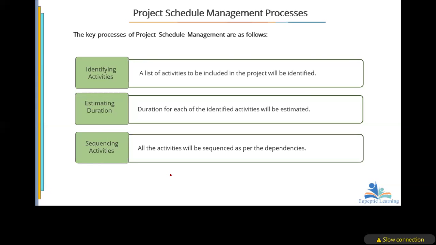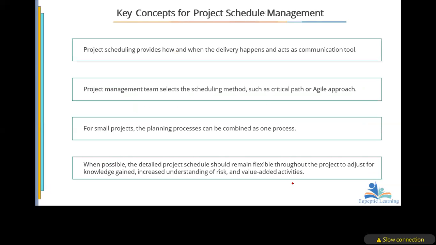So we usually sequence as per the dependencies. This is very important. Now, scheduling provides how and when the delivery happens and acts as a communication tool. It communicates to us, and then we even have to communicate amongst ourselves. So this one will happen this way. This one will happen at this particular time.